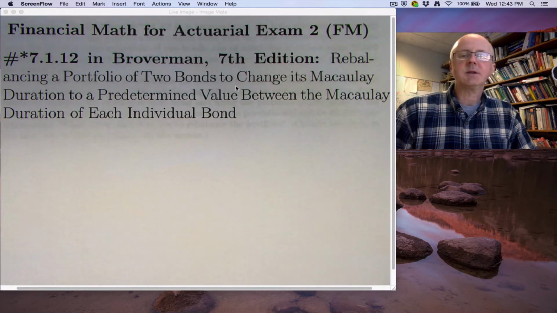As you can see in this video, we're going to look at problem 7.1.12, a starred problem in Broverman. It's about rebalancing a portfolio of two bonds to change its Macaulay duration to some predetermined value that's going to be between the Macaulay durations of each bond individually. I think this will be the last video that we do that's directly about duration. We're going to move on to asset and liability matching and immunization, hopefully in the next video.